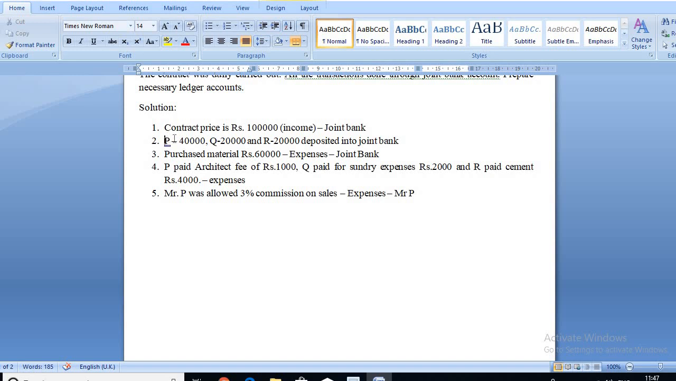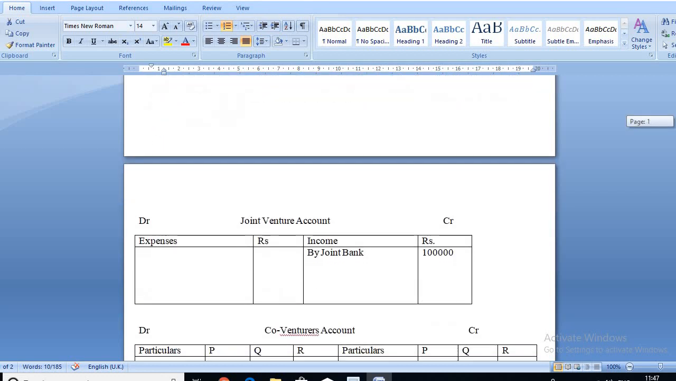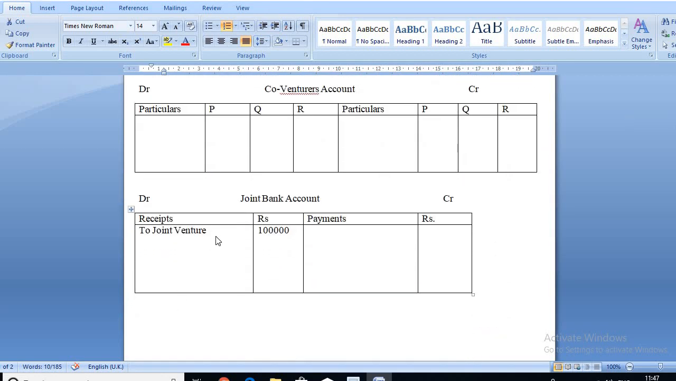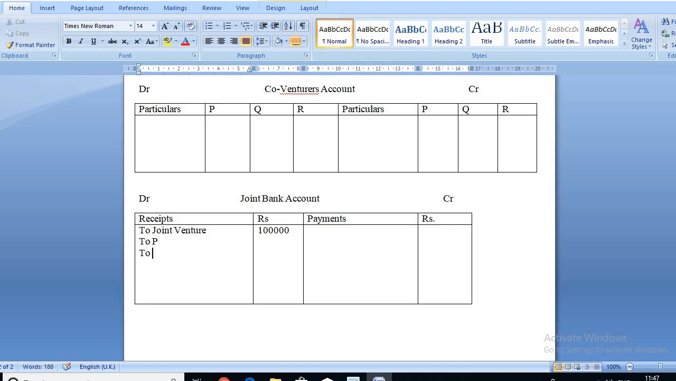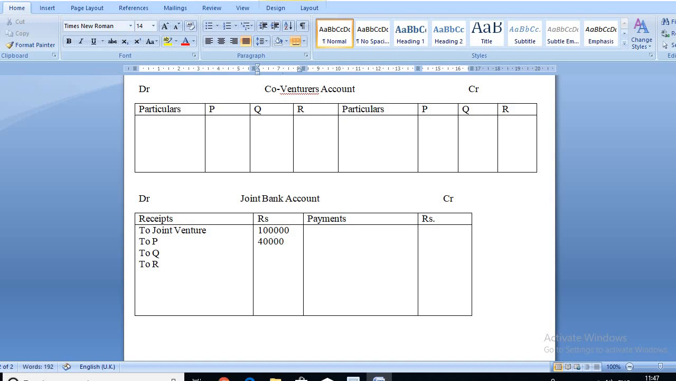Now come to the second transaction. In the second transaction, P contributed 40,000, Q contributed 20,000, and R contributed 20,000, and this money was deposited into joint bank. So come to joint bank. Joint bank, is it a receipt or payment? P, Q and R depositing money means it's a receipt for joint bank. So to P, to Q, to R. So P deposited 40,000, Q deposited 20,000 and R deposited 20,000. So one aspect is over, the debit aspect is over.